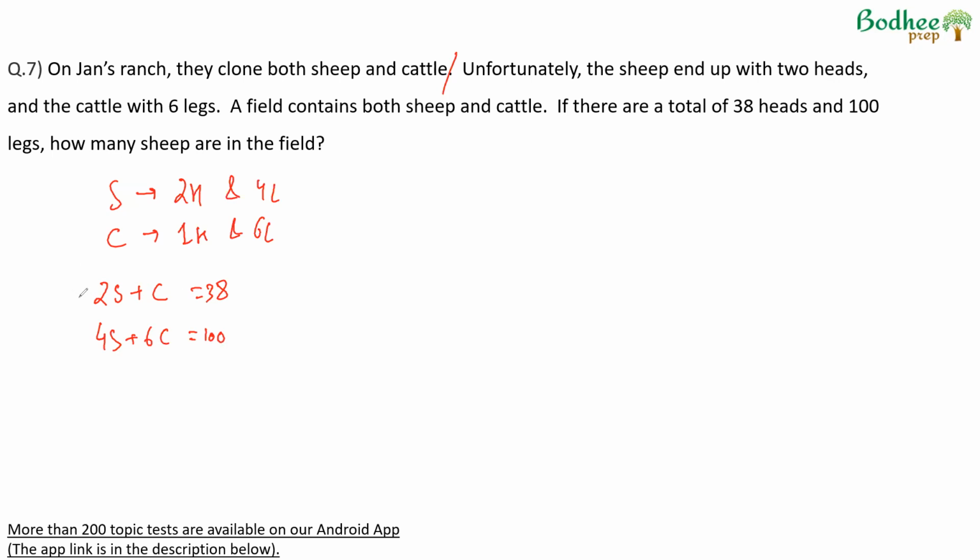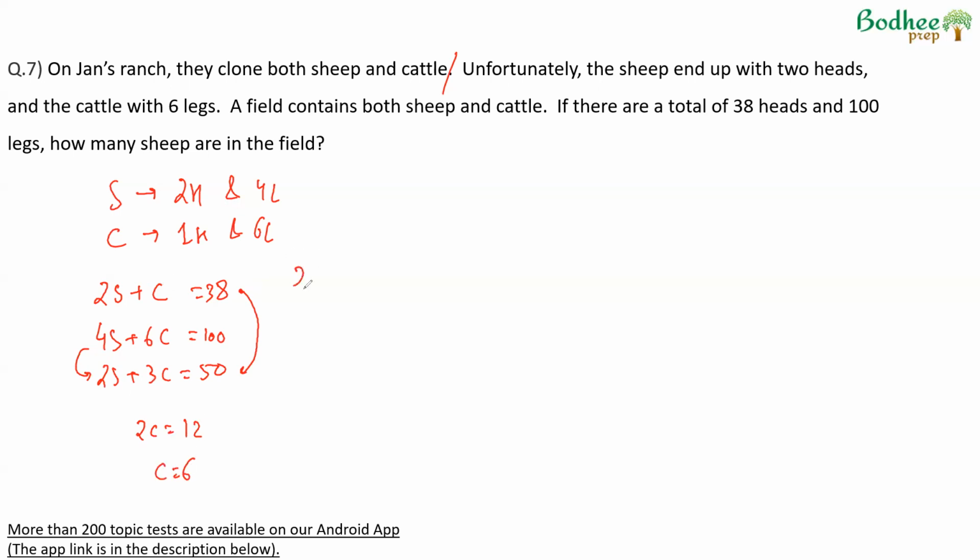So what we can do is, we divide this by 2. 2S plus 3C is equal to 50. Take this, subtract from here. 2S minus 2S, 3C minus C is 2C. 50 minus 38 is 12. So C comes out to 6.